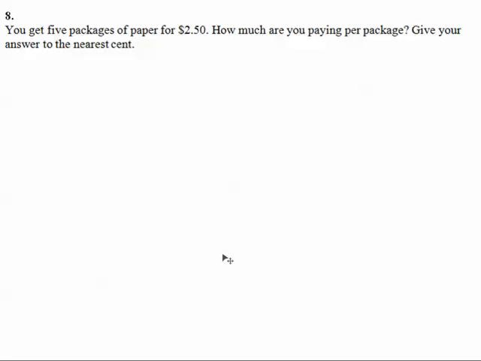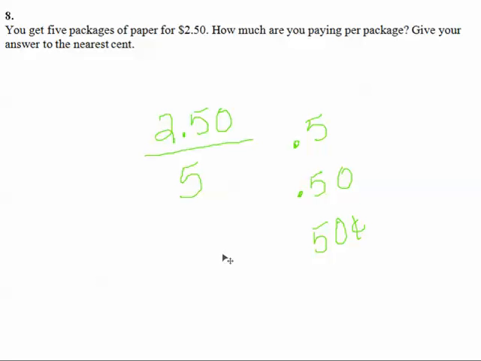You get 5 packages of paper. It costs $2.50. How much are you paying per package? Give your answer to the nearest cent. Well, if I pay $2.50 for 5 packages, then I can simply divide 2.50 by 5, and that will tell me how much one package is, right? So 2.5 divided by 5 is 0.5, and 0.5 is like 0.50, which is 50 cents, or 0.5 of a dollar. If I'm giving my answer to the nearest cent, I'm probably going to say 50 cents.